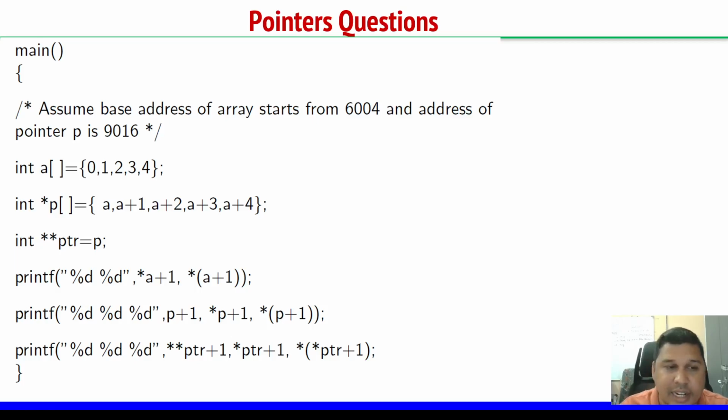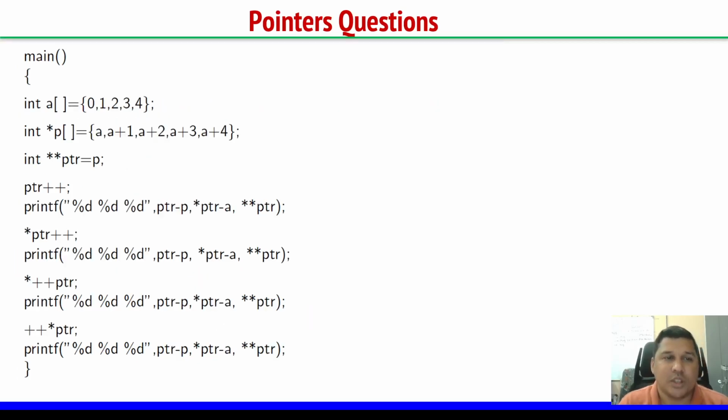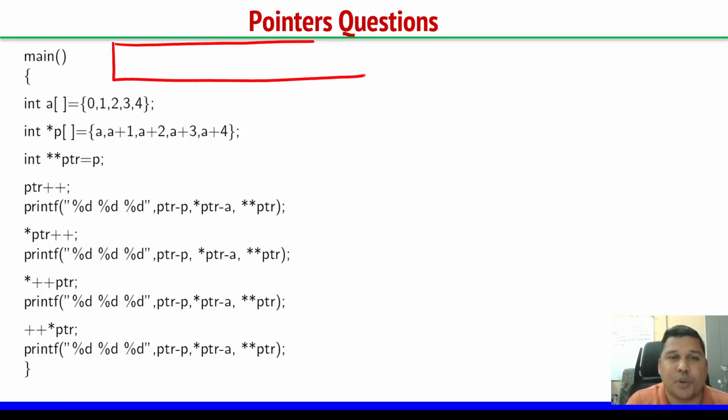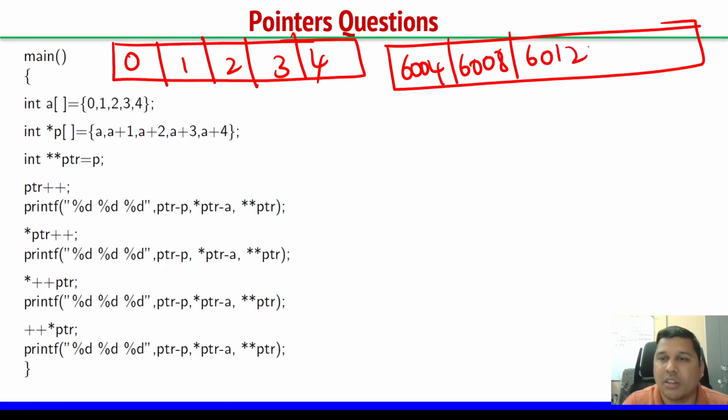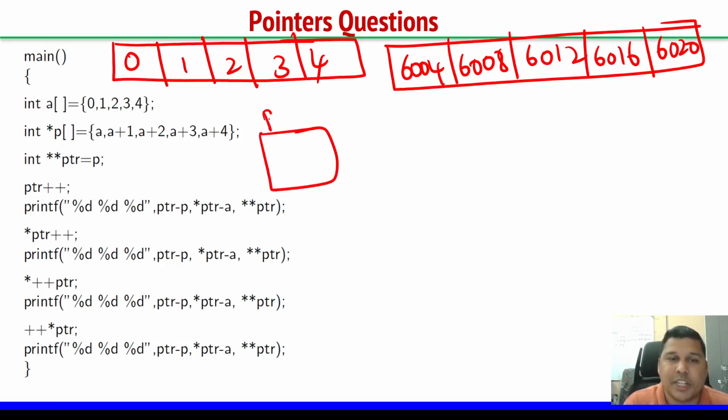Now let us again improve the complexity a little. Same data again, don't panic, we will slowly solve each one of them. So again the same data set, the input we have here: 0, 1, 2, 3 and 4. Similarly, I have another address array, that is 6004, 6016 and 6020, and we have another variable here, that is PTR.